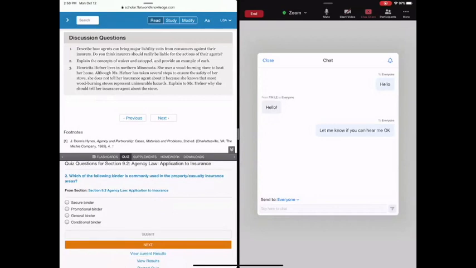Which of the following binders is commonly used in the property and casualty insurance areas? A secure binder, promotional binder, general binder, or conditional binder? Again, commonly used for property and casualty insurance. How about via chat? Let's get an answer.